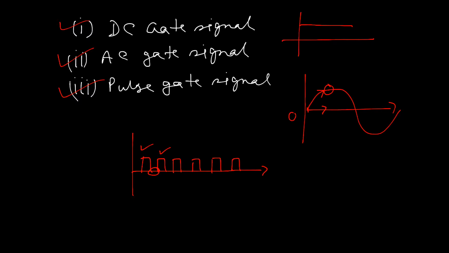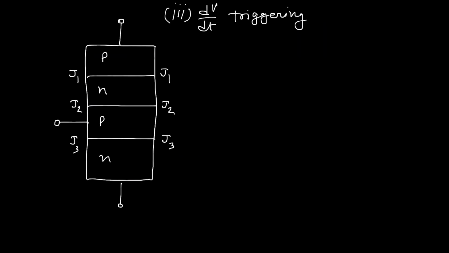Now for the third method, that is dV/dt triggering. It is a very interesting thing. So here consider the same structure of SCR, where this is the anode, this is the cathode, and this is the gate terminal. dV/dt means the rate of change of the anode voltage.